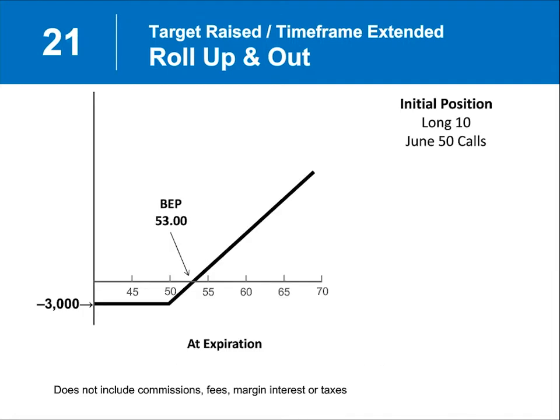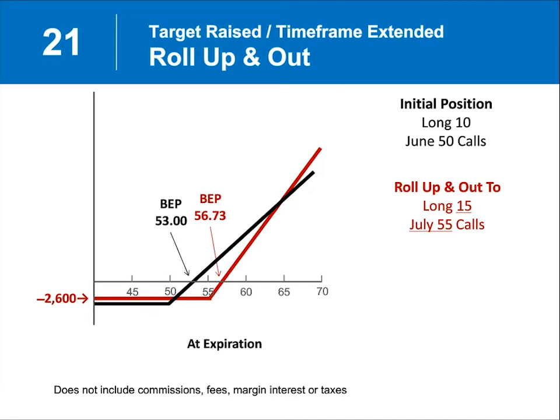Here's our initial position. Again, this is June. Our rollouts are July. So we're buying time. When you're comparing this, realize that you're buying more time along the way. And notice what this does. We received a slight net credit to buy the 55 calls.